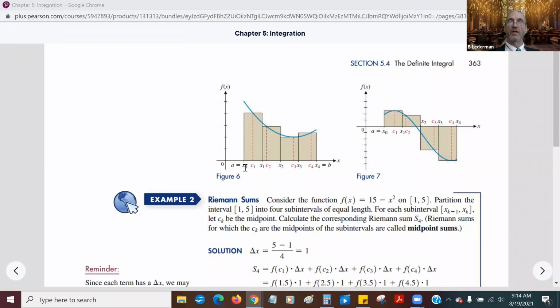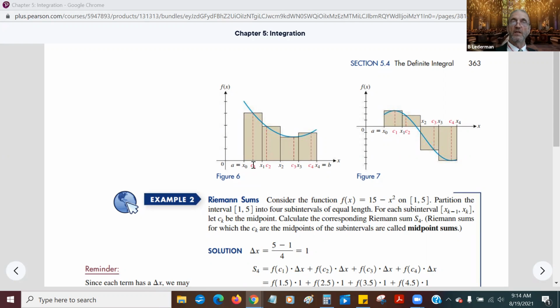I think this picture here kind of describes it. So x0 is my endpoint A. Xn, which in this case n equals 4, is my endpoint B. And then x1, x2, and x3, that's where the bases of the rectangles, the corners of the rectangles, sort of hit the x-axis. Now here I have C1, C2, C3, and C4.